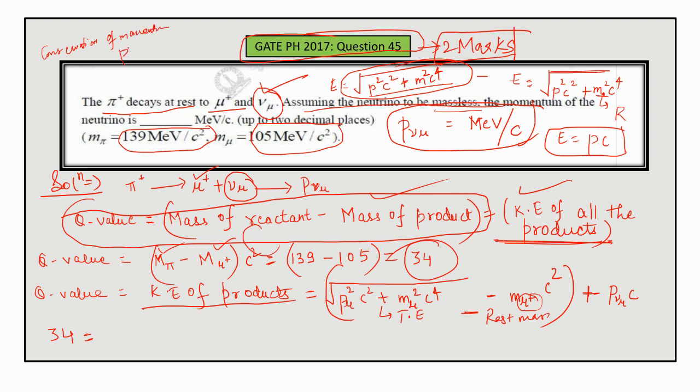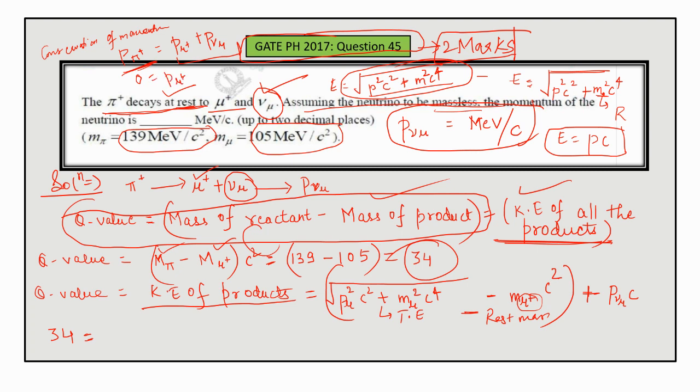So it should be p pi positive is equal to p mu positive plus p neutrino mu, right? The linear momentum of the left hand side should be equal to the linear momentum of the right hand side. And in the question it is given that the pi particle decays at rest. That means it is at rest, so it will be 0.